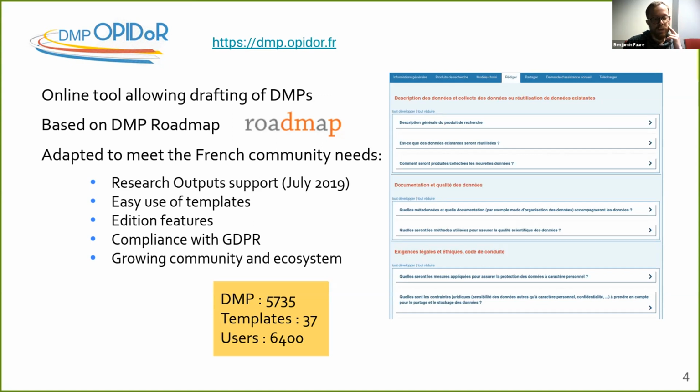We did some changes to allow easier use of templates, such as we redesigned the plan creation wizard. And we did some changes for compliance with GDPR, or edition features. And our community is growing each day. And as you can see, we have some numbers about the use of DMP OPIDoR. And now I will show you a demo of our machine actionable DMP features. So Konolan, if you let me share my screen.